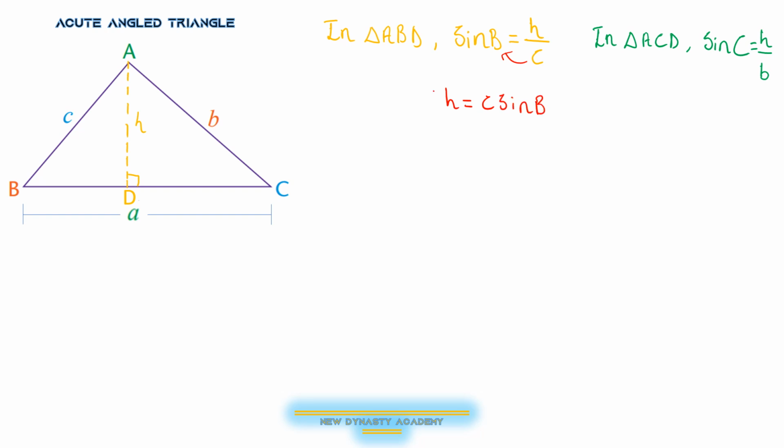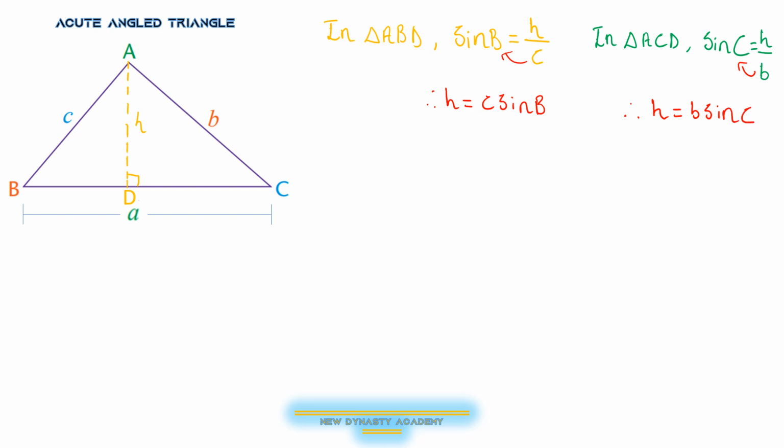Then we go on and do the same thing. Therefore on this side we also multiply b over, or we can just say multiply b on both sides. And reading the equation from the left hand side, your h is going to be equal to b sine C.